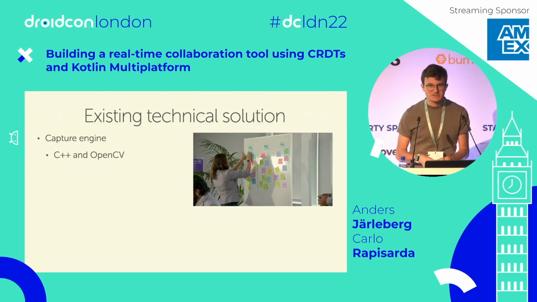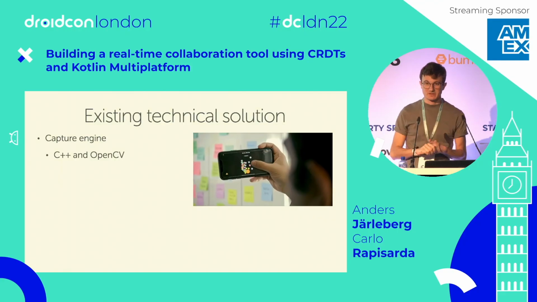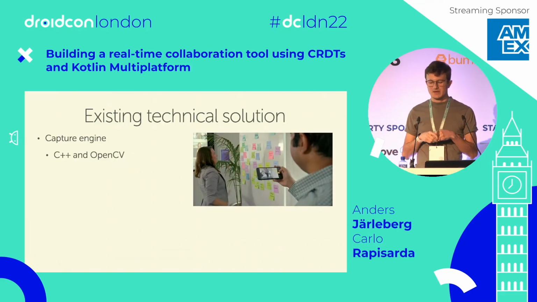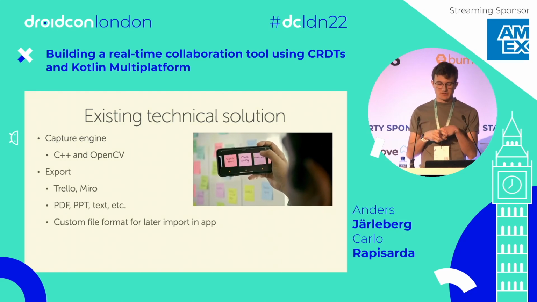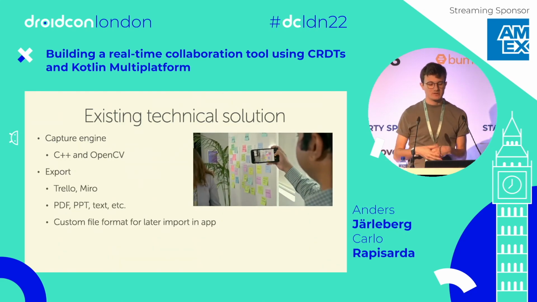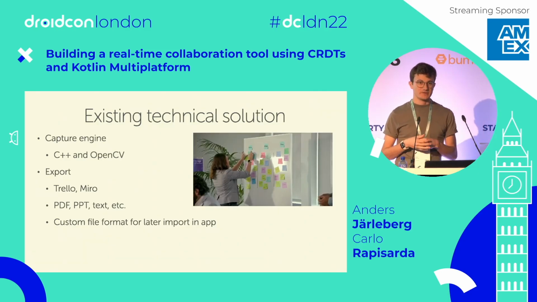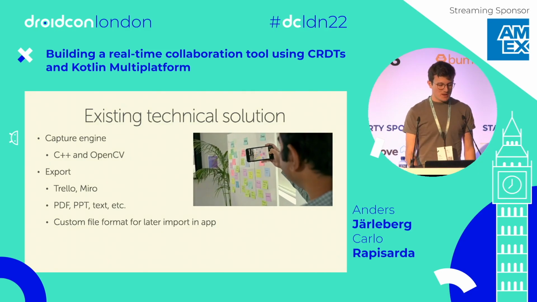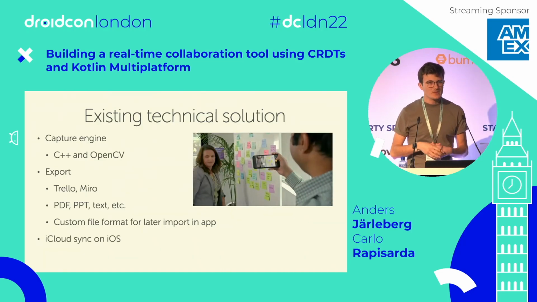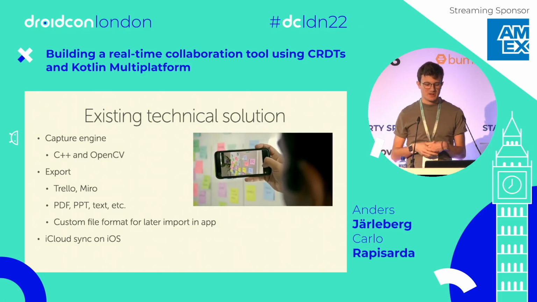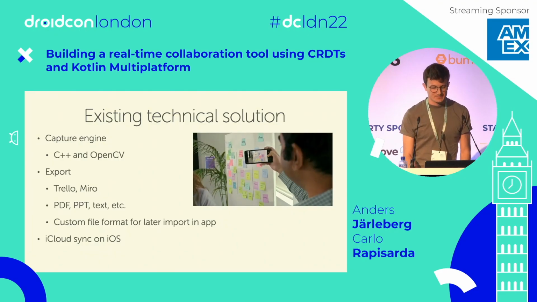Let's talk about our existing technical solution. We have a capture engine that is shared across platforms, and this is written in C++ and based on OpenCV. And this allows us to detect and extract Post-it notes from photos. Users can also export their notes to services like Trello and Miro, generate PDFs, and so on. And we also have a custom file format that users can export and import into. On iOS, we also support iCloud sync between Apple devices, but we currently have no way of syncing between Android apps other than exporting and importing again. We also don't have a web client.